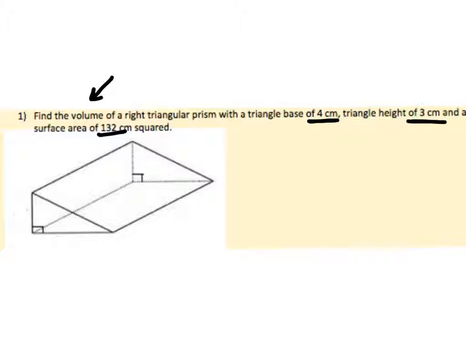So if I'm going to do the volume, I'm going to do the area of the base times the height. Okay, so that's eventually what I need to figure out. Now I'm going to go back in my problem and write down what I know. I know the base of the triangle is 4. The height of the triangle is 3. So then if I do Pythagorean theorem, I can find that third side. That third side is going to be 5.